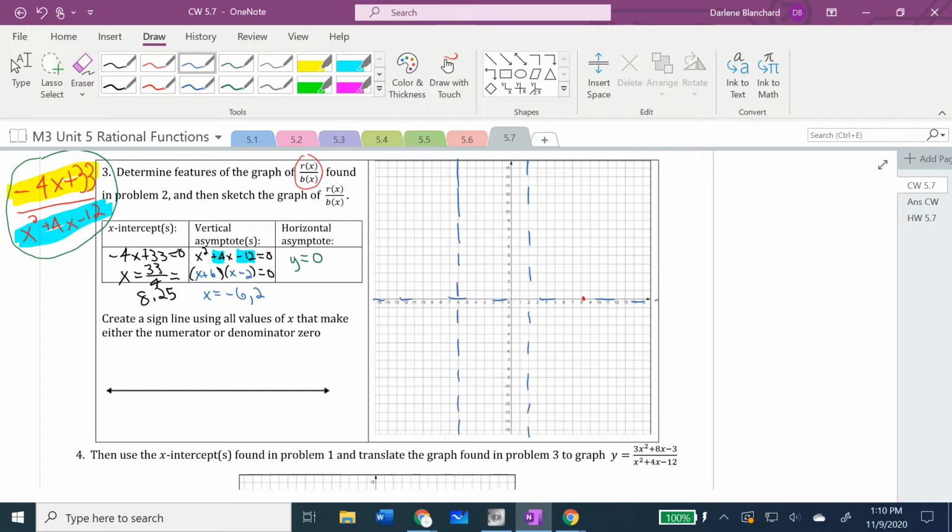Now, for the sign line, you are putting down any numbers that make the numerator or the denominator 0. That would be negative 6, positive 2, and positive 8.25. And then like we did on Friday, we're going to figure out for each of these 4 sections, is it positive or is it negative? That means I'm going to pick some number larger than 8.25. Just anything larger. Personally, I would go with 10.